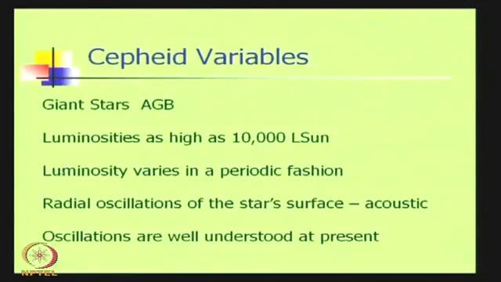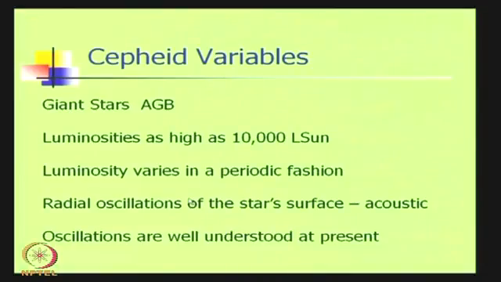And they have this characteristic that the luminosity varies as a function of time. It doesn't have a constant luminosity. So the luminosity shows periodic pulsation, periodic variation. It doesn't go to 0, not like a pulsar that just switches off. This has periodic variation, there are fluctuations in the luminosity which are periodic, and it is now understood that these periodic variations occur because of some radial oscillations of the star surface.